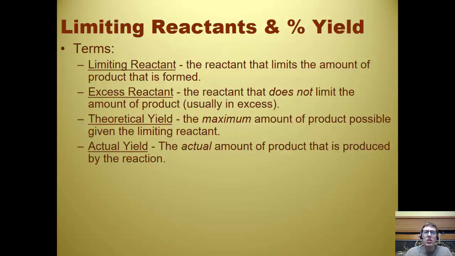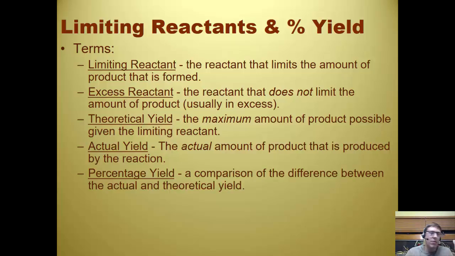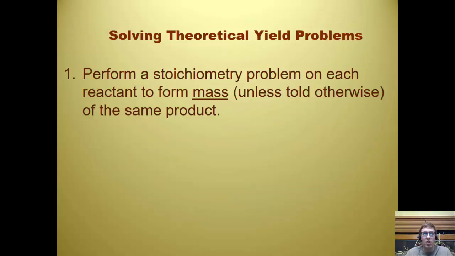And then actual yield is, if you do the reaction, the actual amount of product that is produced. It's how much you actually made. And then we have the percent yield. That is how you compare the amount that you actually made to your theoretical yield. And ideally, they're going to be as close as possible. You want the percent yield to be as close to 100% as possible. And our formula for percent yield, just like all percent yields, is actual over theoretical times 100. So let's talk about how to solve them.